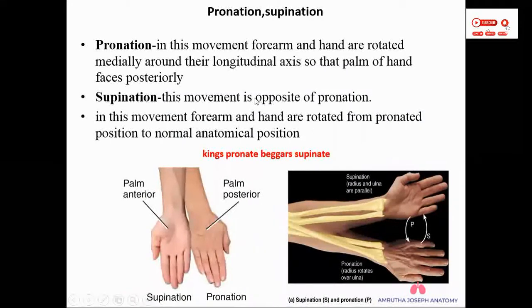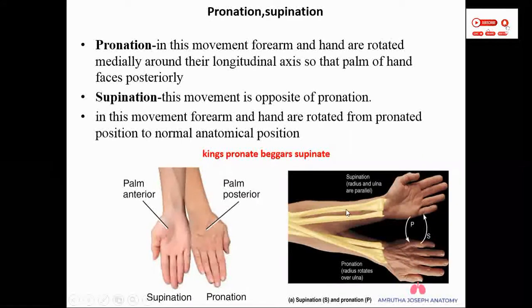Now specifically in the forearm, we have movements. They are called as pronation and supination. So this is specific to the forearm. So these movements are called as pronation and supination. Now you can see here, this is a supinated forearm. You can see the hand also along with that. Here it is a pronated forearm and hand. Here this is a supinated forearm and hand. This is pronated forearm and hand.